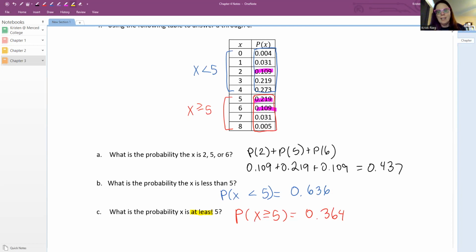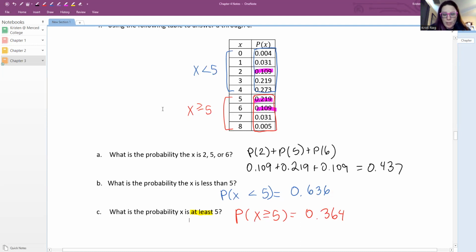You have to be at least 16 to get your driver's license. Means you can be 16 and get it, or you could be over 16 and get it, but you can't be less. So anything including 5 or greater than 5, which I marked here in the red box, you add them all up and you get 0.364.